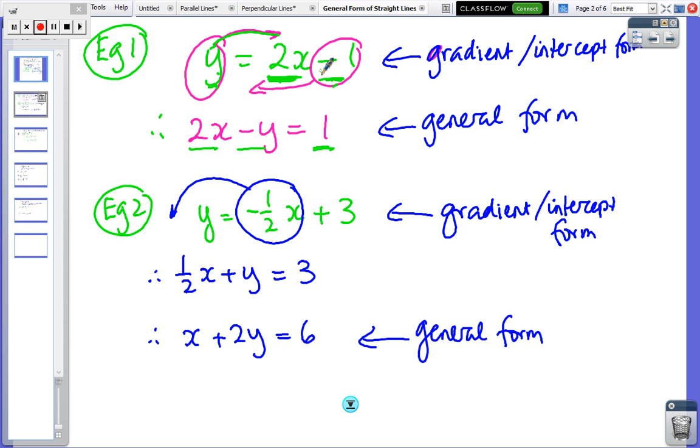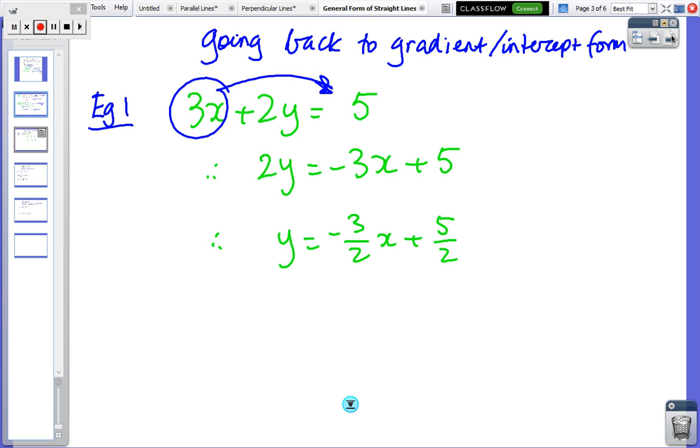Looking at example 2, y equals minus a half x plus 3. This time x is negative, and we need x to be positive, so the first thing we do is move it across. So we've got half x, y is still y, and 3 hasn't moved. Then to get rid of the half, we just double all the numbers. So a half becomes 1x, 1y becomes 2y, and 3 becomes 6. So that's general form. Okay, copy and come across.